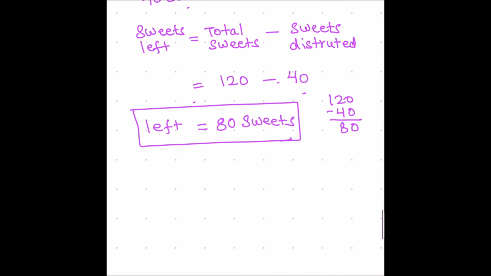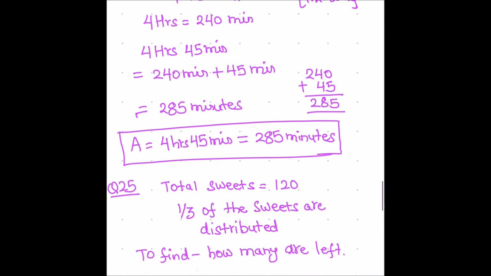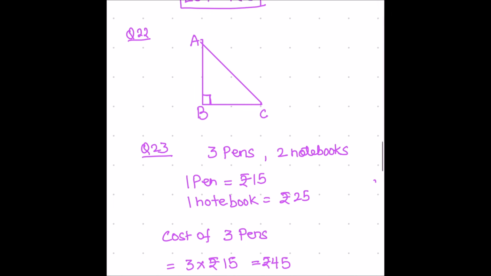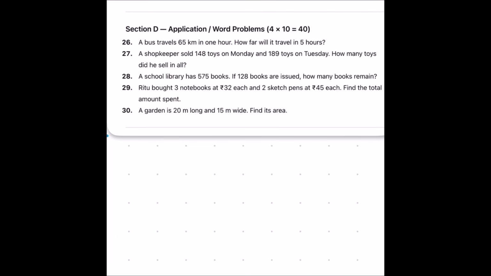So our final answer will be 80 sweets will be left. The final answer, and this is how you should write the answer to get full marks. This completes our section C. Now let's move on to section D. Section D is 5 problems with 4 marks each.